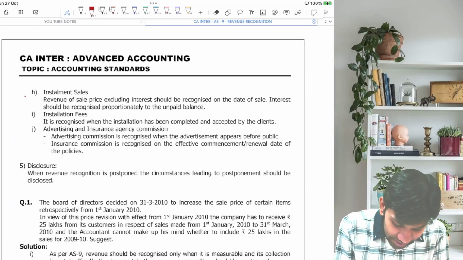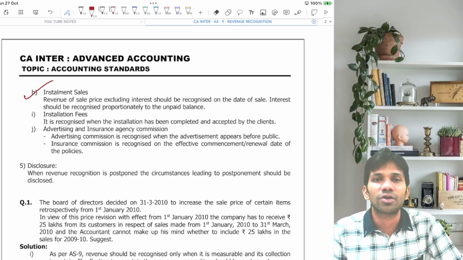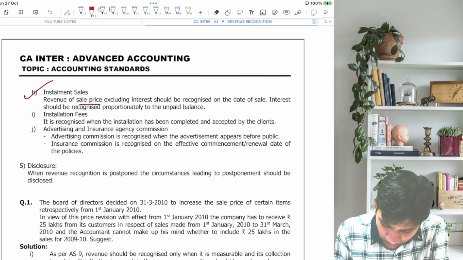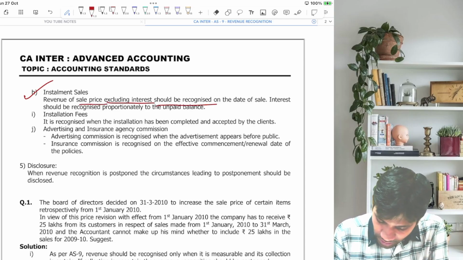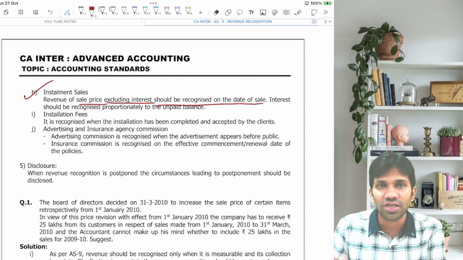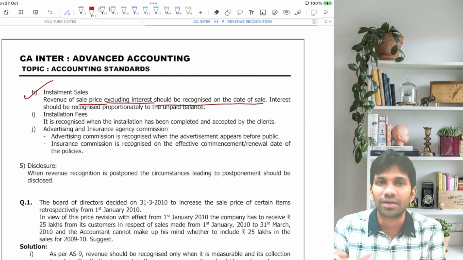What is left? Installment sales is left. Then I'll revise. Installment sales means nowadays people have a habit of buying on no cost EMI or on installment basis. Revenue of sale price excluding interest should be recognized on the date of sale. In case of installment sales or no cost EMI, they say no cost EMI, but normally those EMIs include interest.